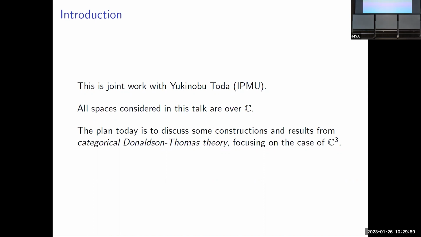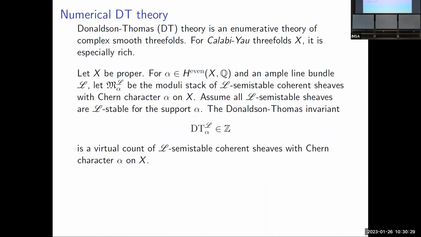And the plan today is to talk about certain categories defined using coherent sheaves, which are associated to moduli spaces on Calabi-Yau threefolds. These are the general objects studied in Categorical Donaldson-Thomas theory, but I'll be focusing for most of the talk on the case of C^3. So the main results will be about points on C^3, about the Hilbert schemes of points on C^3. I'll begin by giving an overview of Donaldson-Thomas theory.